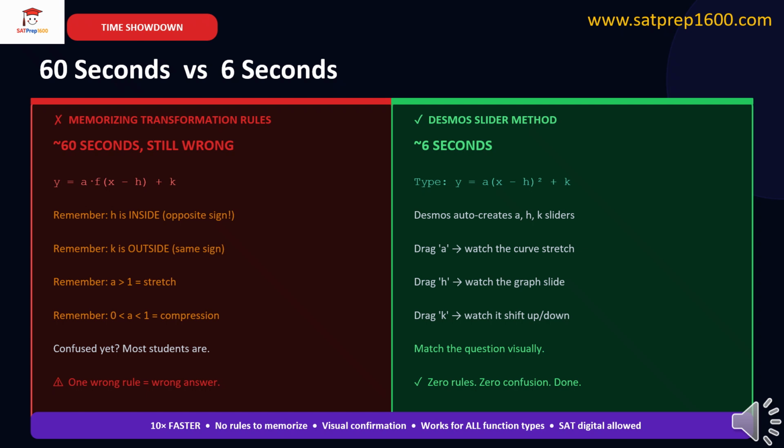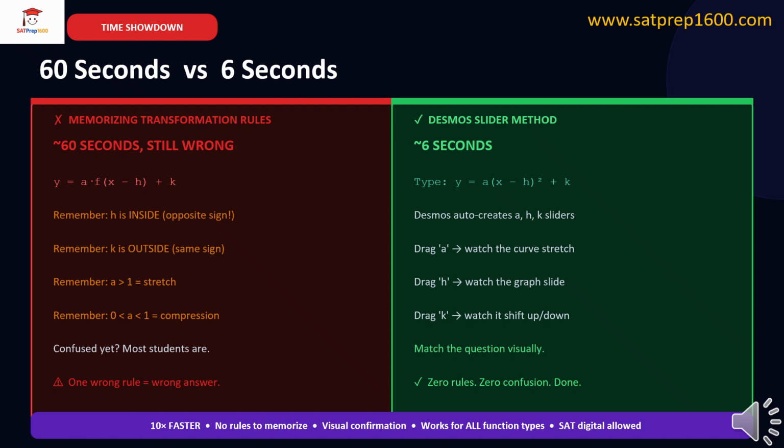The Desmos slider method. Type y equals a times (x minus h) squared plus k. Desmos auto-creates sliders for a, h, and k. Drag a, watch the curve stretch. Drag h, watch it slide left and right. Drag k, up and down. You match the question visually. Done. 0 rules. 0 confusion.